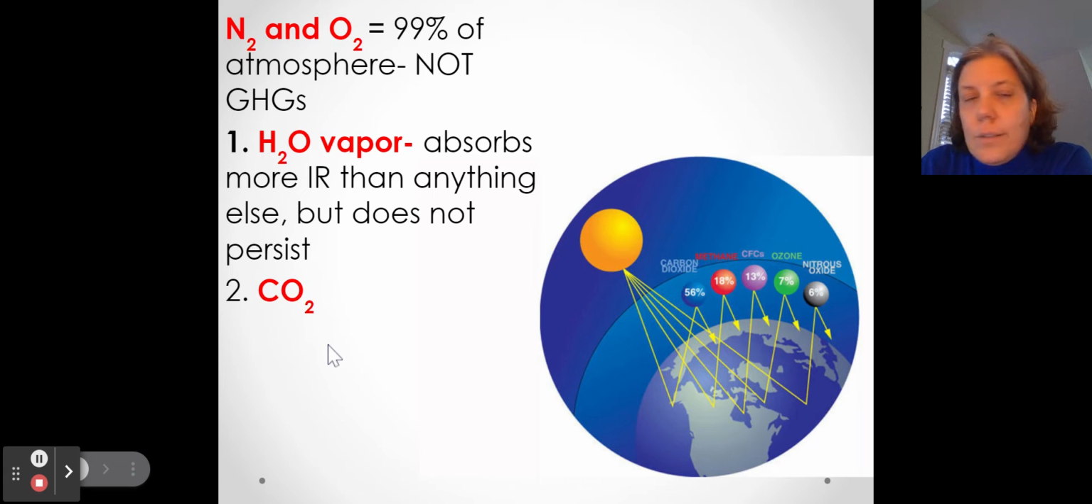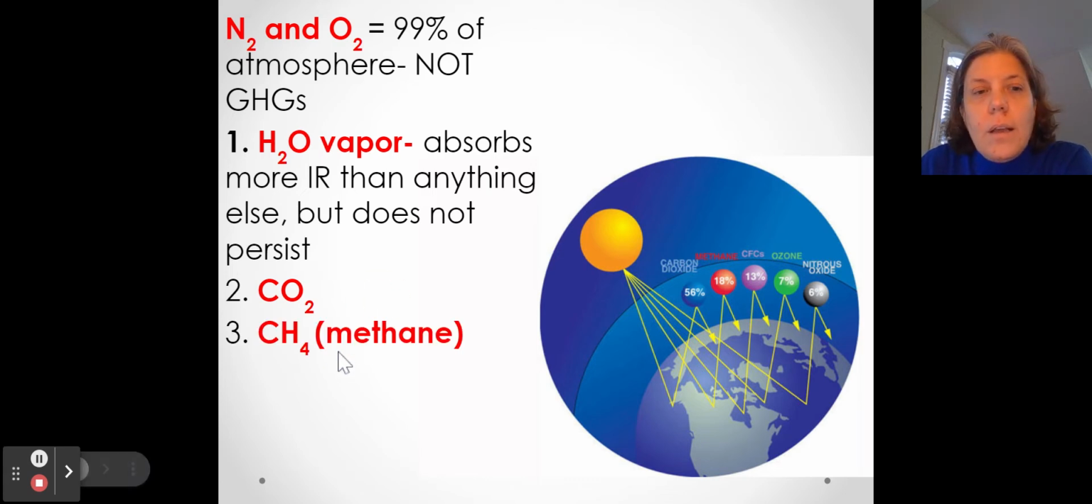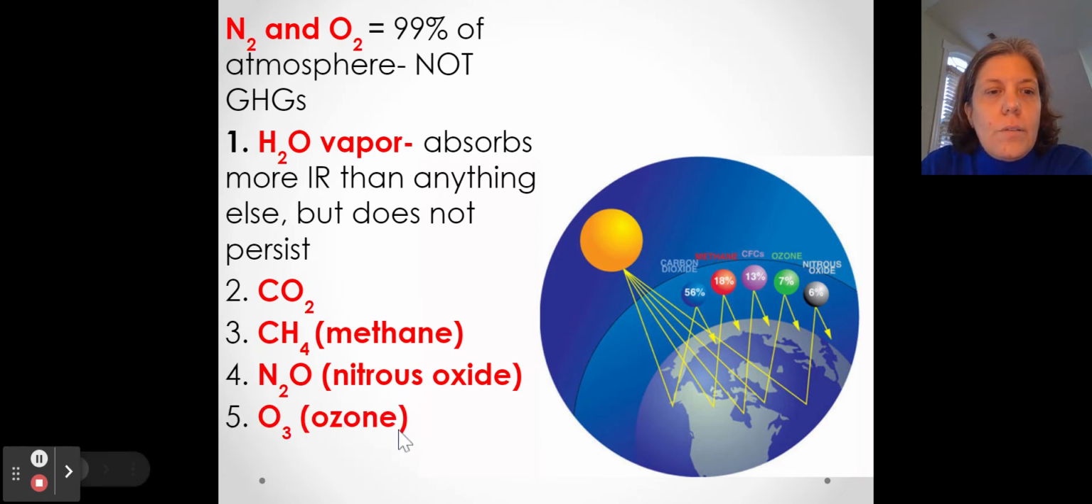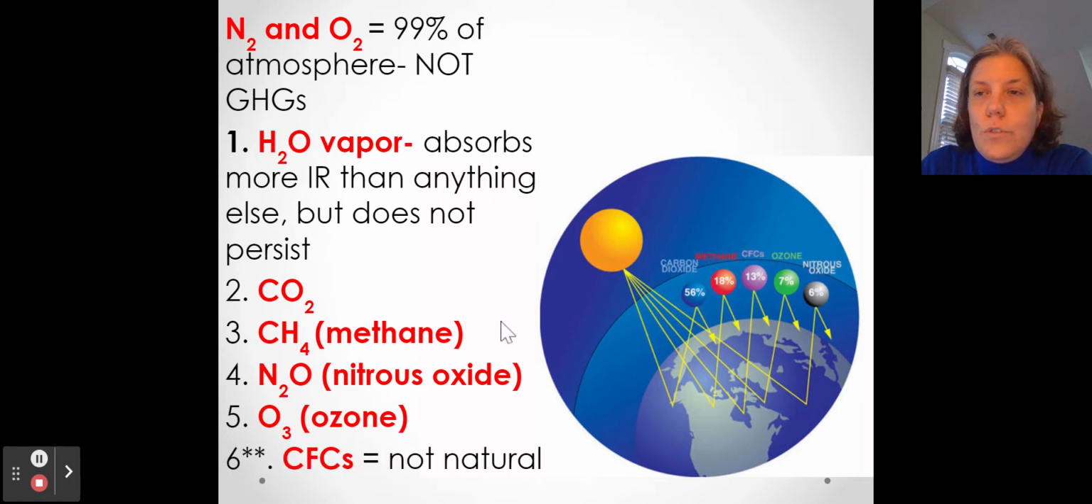CO2 is a greenhouse gas. Carbon dioxide. CH4 or methane, a greenhouse gas. Nitrous oxide, N2O, a greenhouse gas. Ozone, another one. And CFCs, which are chlorofluorocarbons, which you should have learned about when you looked at the stratospheric ozone depletion. These are not natural, these are man-made chemicals.